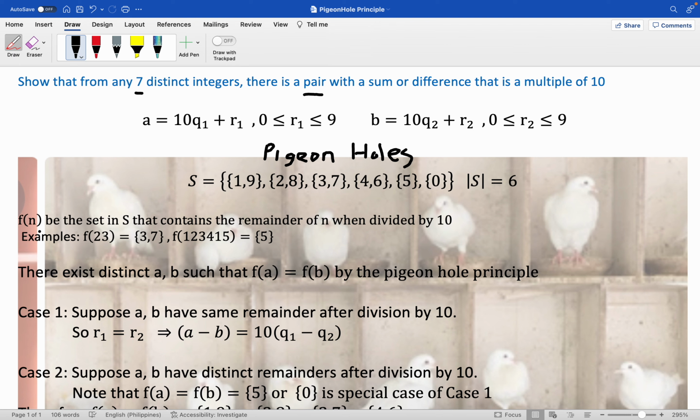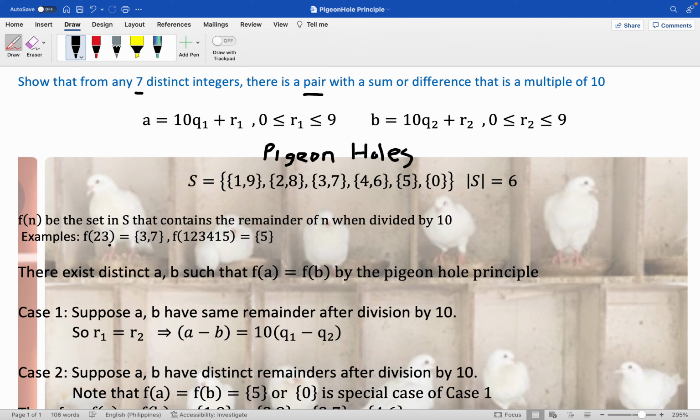Now this is a strange function here. The output is a set, and that's a little hard for me to get used to. I didn't figure this out myself. I just saw the solution somewhere and thought I'd show you guys. But let f of n be the set in S that contains the remainder. This is kind of odd, but f of 23 is literally equal to the set {3, 7}, because when you divide 23 by 10 you get 3. Now 7 doesn't have anything to do with anything here, but that takes a little getting used to.